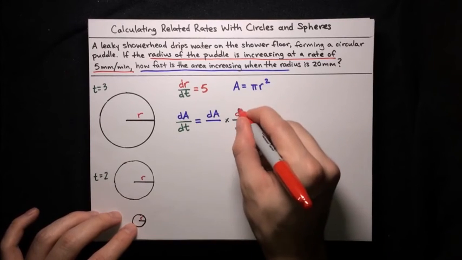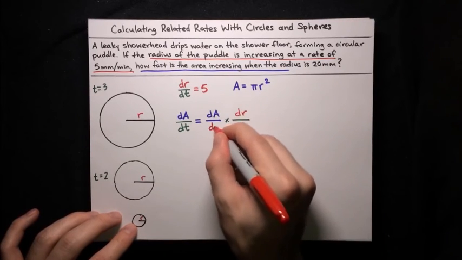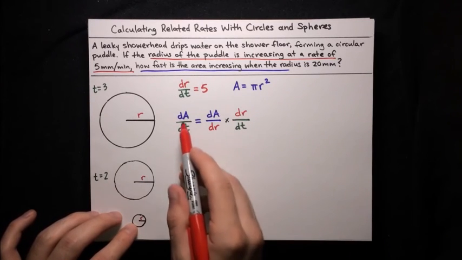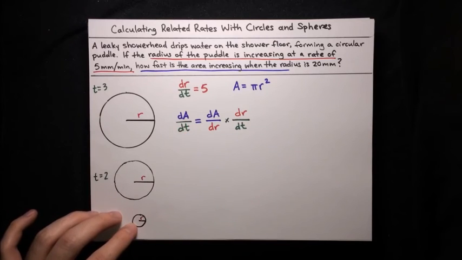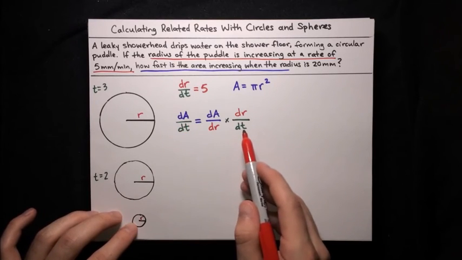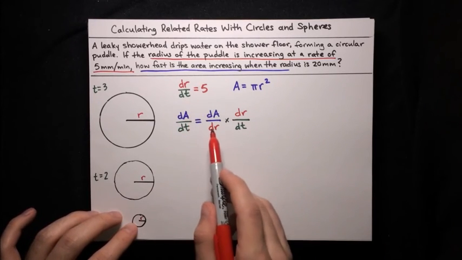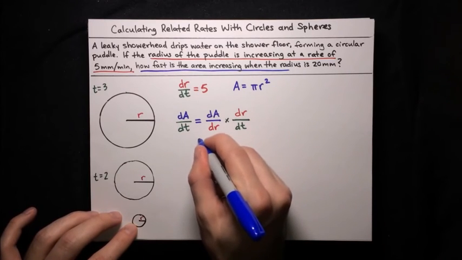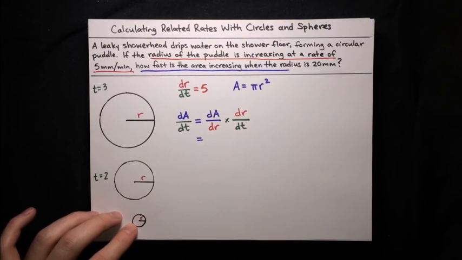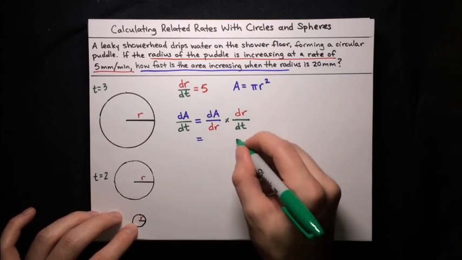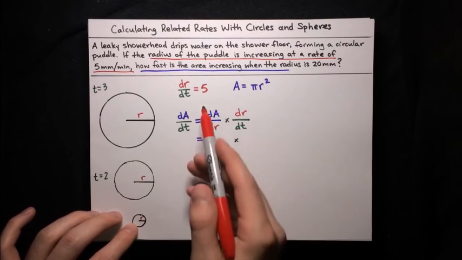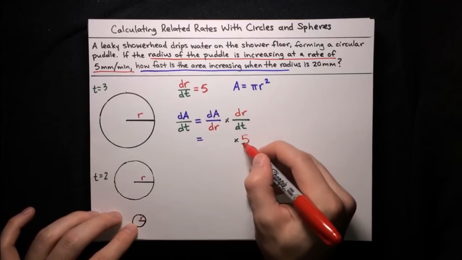Let's fill in dr up top here and below here. So again, it's kind of like the dr's are canceling to just give us dA/dt, but when we split it up like this, we actually know what dr/dt is, and we can figure out what dA/dr is. Okay, so let's go ahead and write this down. So dA/dt is equal to dA/dr, we'll figure that out in a moment, and whatever we get, we'll have that times dr/dt, and we know that dr/dt is just 5.